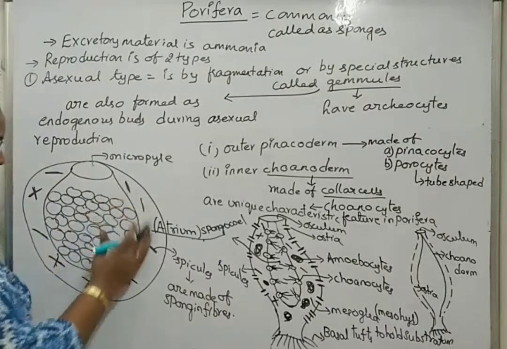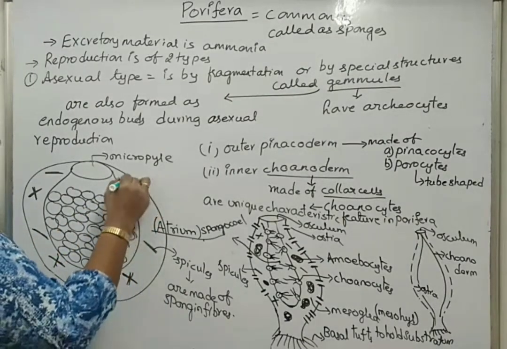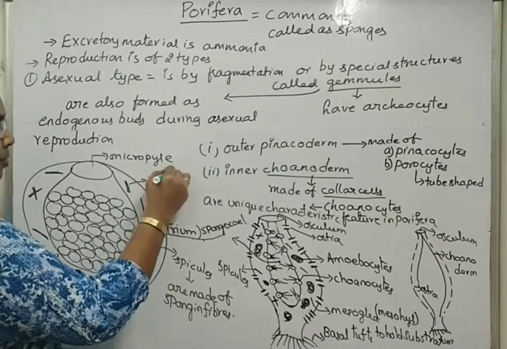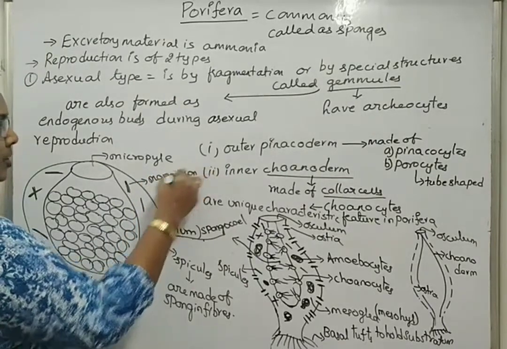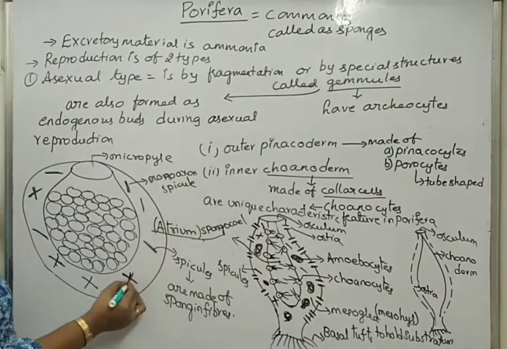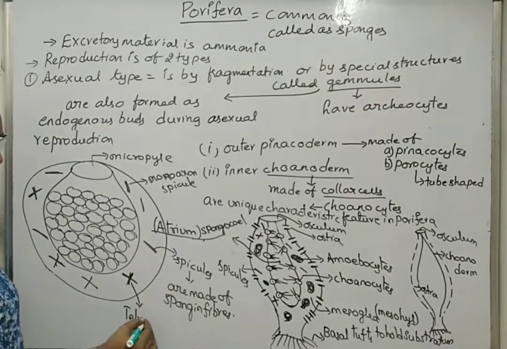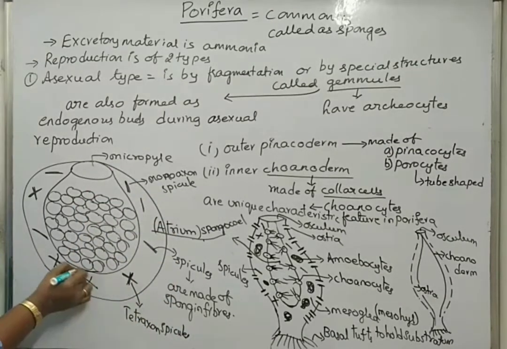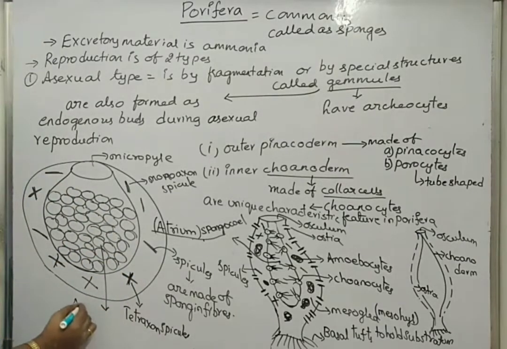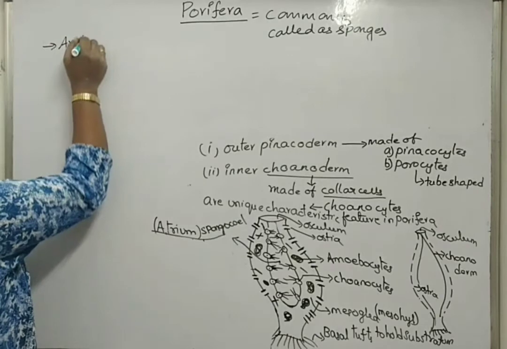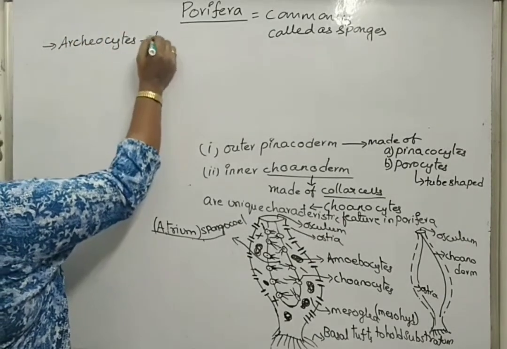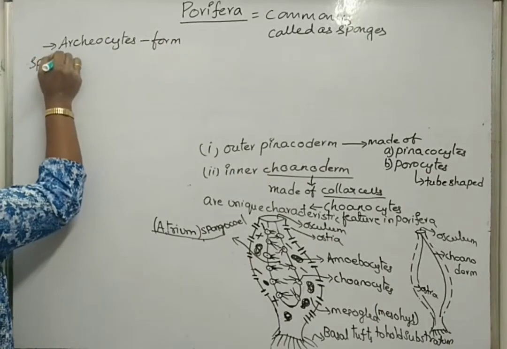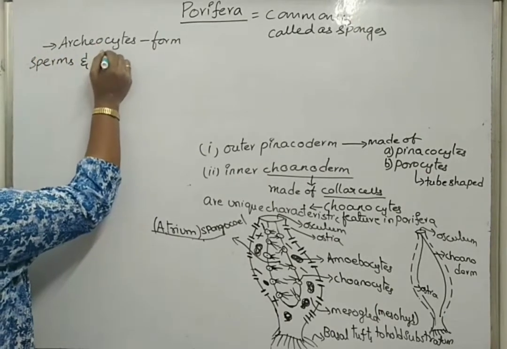Next, here I have written spicules in two different forms. This is one single structure. These are called monoaxon spicules. Such type of structures are called tetraxon spicules. This will be the outermost covering and this will be the innermost covering, which is holding the archaeocytes. Archaeocytes form sperms and ova, or male and female gametes.